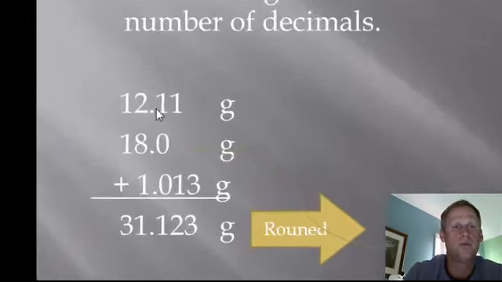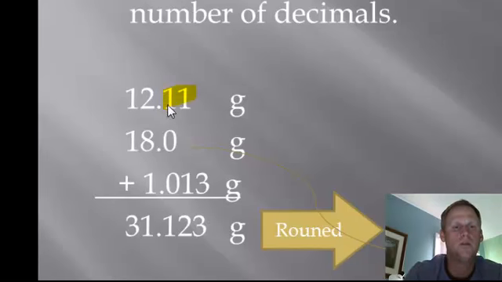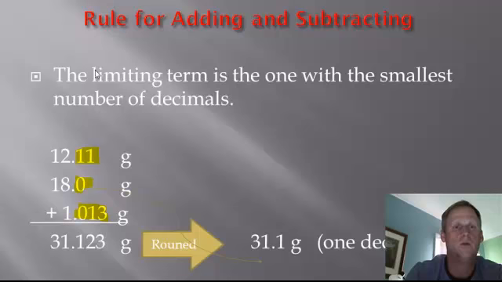Well, this number has two numbers to the right of the decimal. This one has only one. And this one has 3. So, what is a limiting term? What's going to limit our answer? Well, the one with the smallest number of decimals, the middle one. Because the middle number 18.0 has only one number to the right of the decimal, our answer can only have one number to the right of the decimal.